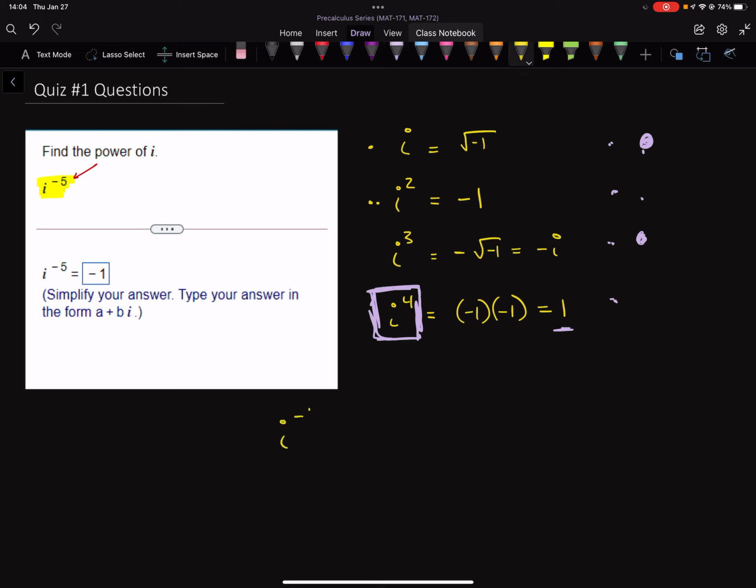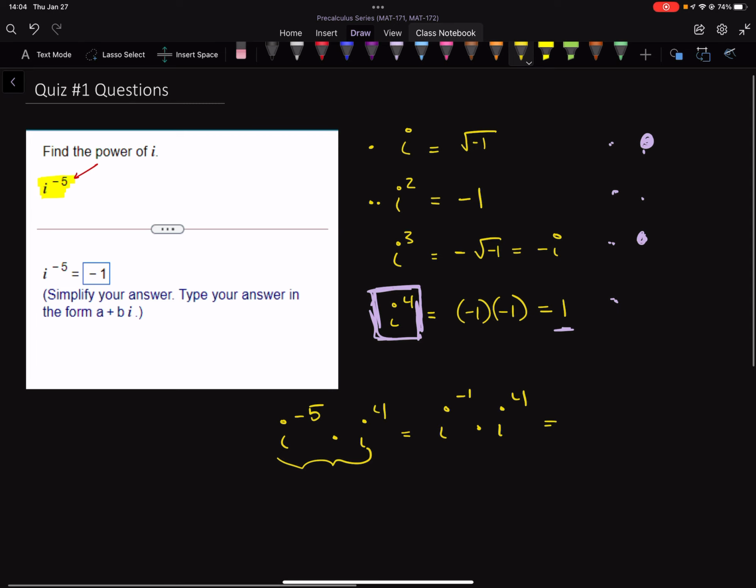I have i to the negative fifth power, and I'm going to multiply it by i to the fourth power until the corresponding exponent is positive. So with this first one, when you multiply like bases, you add the exponents. So -5 plus 4, it's still going to be -1. So we haven't multiplied enough, so we need to multiply this again by i to the fourth power. -1 plus 4 is going to be 3. And i to the third power reduces down to -i.